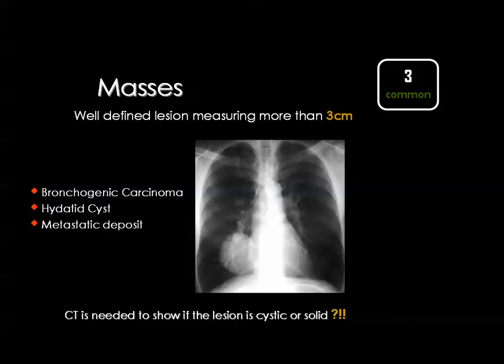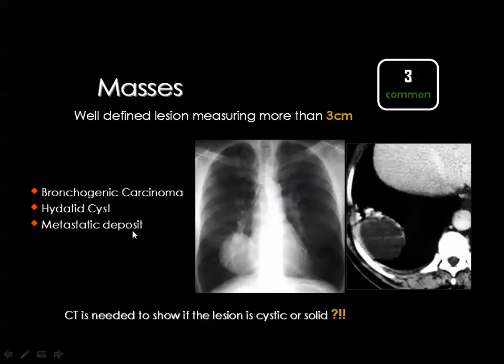6 pathologies. Then we came to the masses, and the masses are well-defined lesions that are more than 3 centimeters in diameter. Actually, the masses in the lung are only 3: the bronchogenic carcinoma of large size, the hydatid cyst of large size, and the metastatic deposit, which is of large size. Then if you see a mass like this in the lung, and you want to know which of these possibilities, then you should have a CT scan.